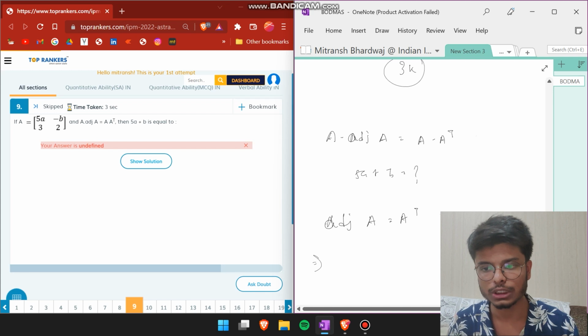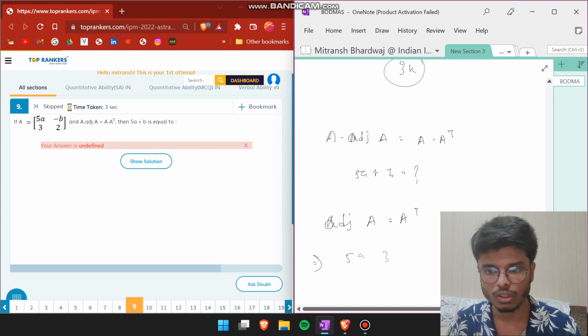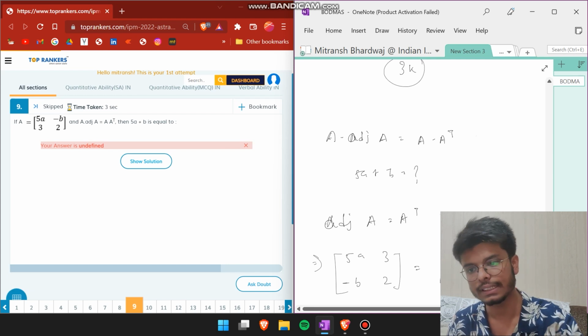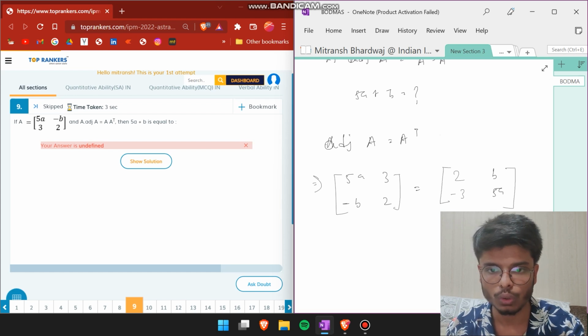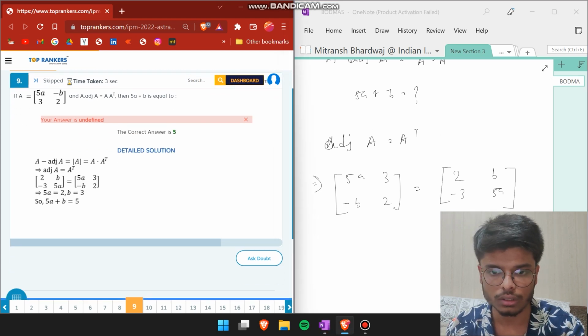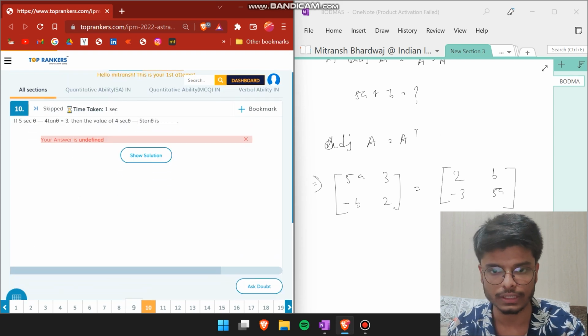Now A transpose is nothing but 5A3 minus B2, that is equal to adjoint of A, that is nothing but 2B minus 3 5A. Now you can easily solve this sum and you can get your answer. So B comes out to be 3 and 5A comes out to be 2. So the answer comes out to be 3 plus 2, 5, as you can see here.